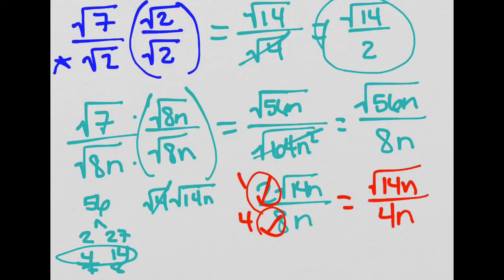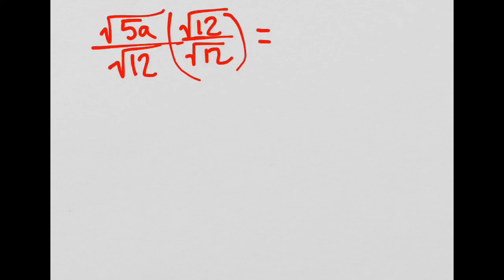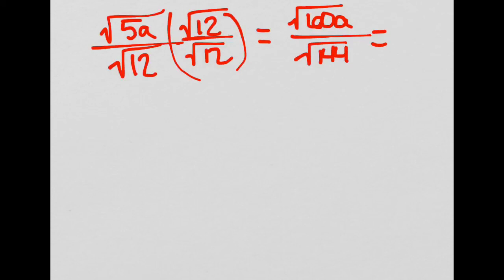Okay, let's try one more like that where it's going to take a couple of extra steps. Let's say I have the square root of 5a over the square root of 12. I'm going to multiply both of these by the square root of 12 over the square root of 12. So I'm multiplying by something that gives me 1. So now I have the square root of 60a on top, and the square root of 144 on bottom, and that's the square root of 60a over 12.